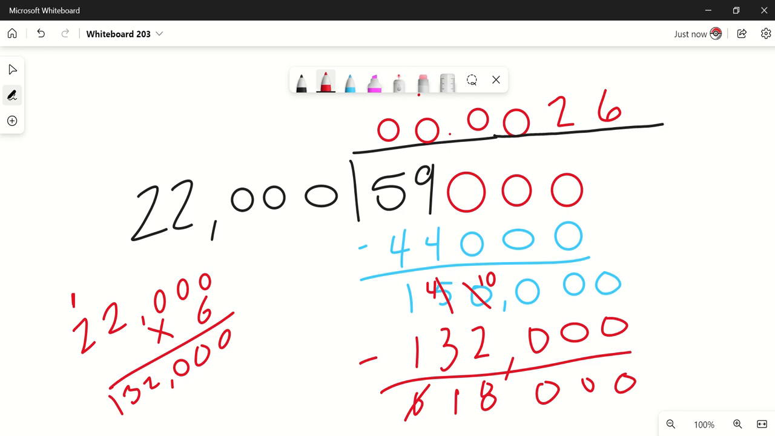However, it did tell us to round to the nearest thousandth. So this is tenths, hundredths, thousandths. So this 6 tells us that this needs to round up. So this will be 0.003.